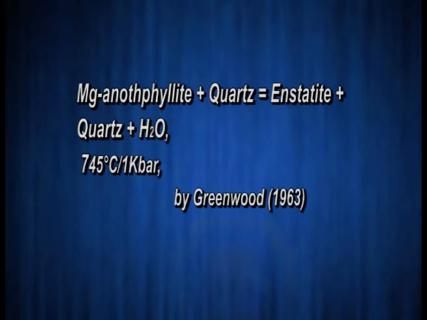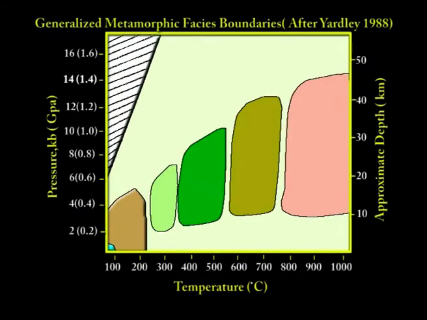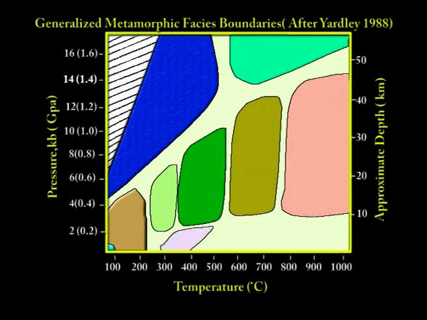Next reaction is Mg anthophyllite plus quartz give rise to enstatite plus quartz plus water, 745 degrees centigrade 1 kilobar, carried out by Greenwood 1963. These reactions therefore suggest a temperature range between 500 to 550 to 700, 750 degrees centigrade for this facies.